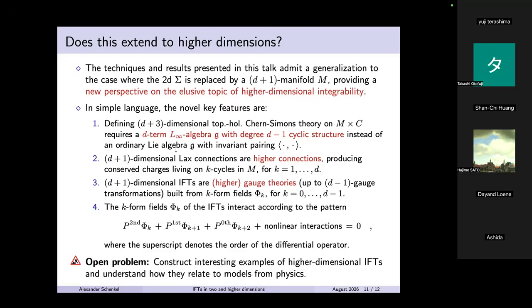Here the conserved charges come in different types. They live in codimension 1, so on Cauchy surfaces. Then there are other conserved charges living in codimension 2, 3, all the way down.